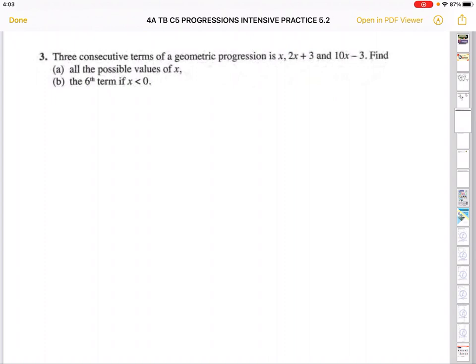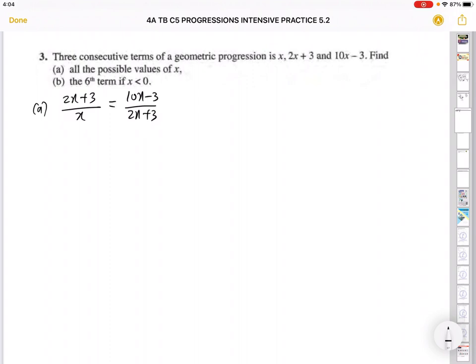You're given 3 terms. Now in geometric progression, we know that t2, which is 2x plus 3, divided by t1, which is x, must be the same as t3, 10x minus 3, divided by 2x plus 3, because you always have a constant ratio. The ratio is constant between 2 consecutive terms.